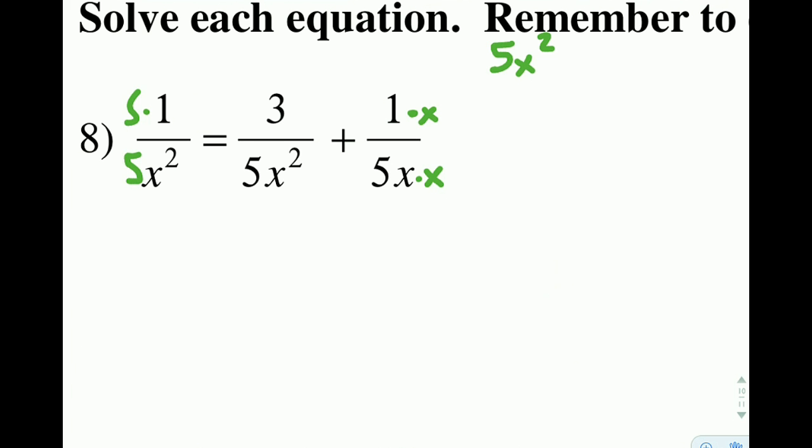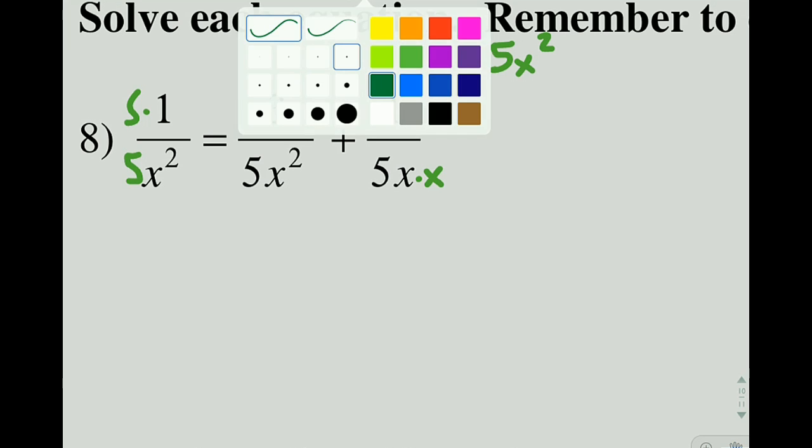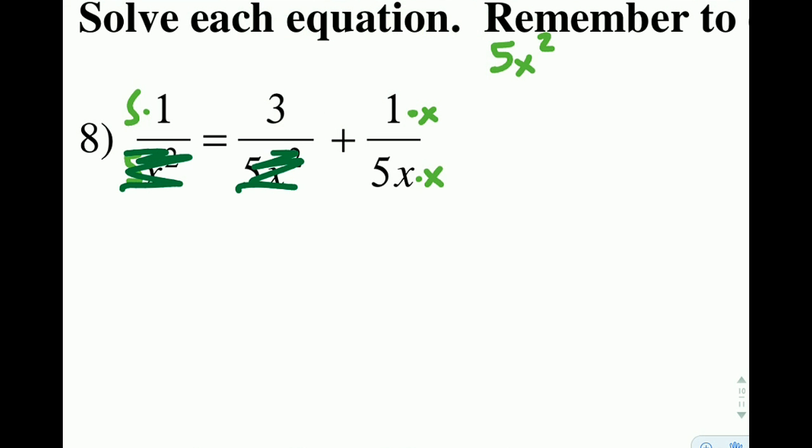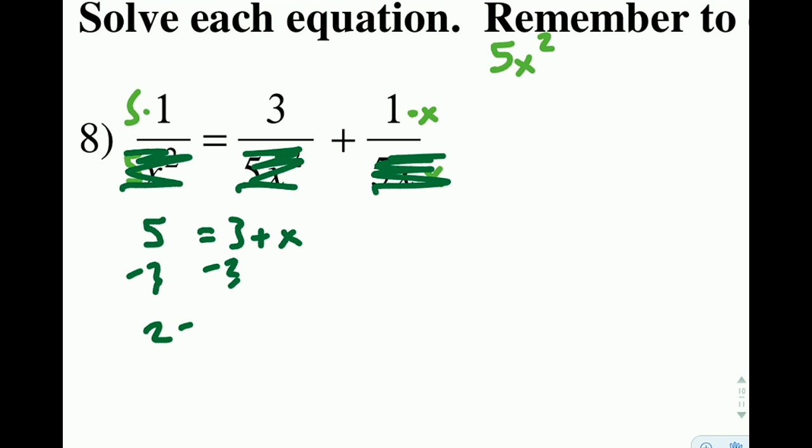So now I have something over 5x squared, something over 5x squared, something over 5x squared. And if we remember how our rules were working out above, we can multiply both sides of the problem by 5x squared, and seemingly magically, all of our denominators will go away. We've multiplied through and we've canceled them out. So we're left with 5 times 1 is 5 equals 3 plus 1x, or x. Subtract 3 from both sides, and we get x is equal to 2.